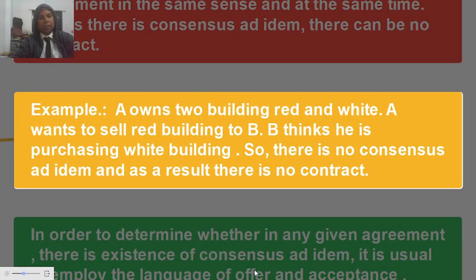For example, A owns two buildings, red and white. A wants to sell the red building to Mr. B. Mr. B thinks he is purchasing the white building. So there is no consensus ad idem and as a result there is no contract.